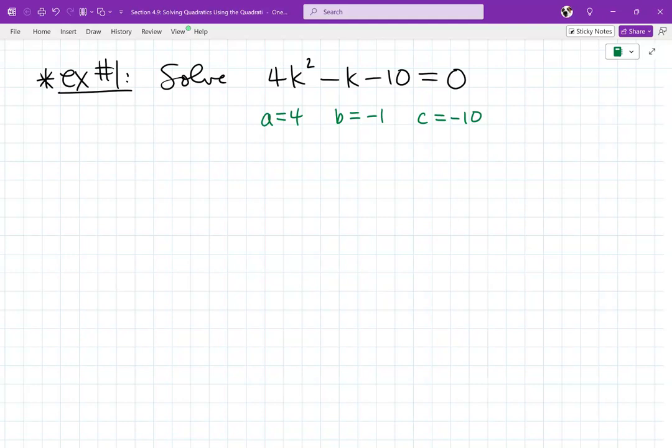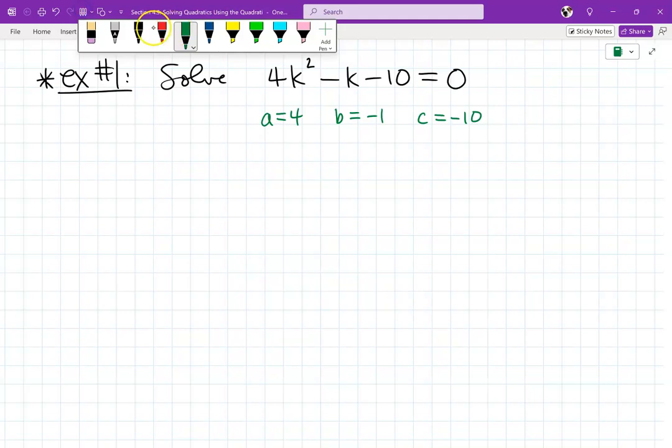Now what you're supposed to do is try to factor this. Sometimes they're factorable, sometimes they're not, okay? But when they're not factorable using the x method, we're going to go to the quadratic formula. So here's the formula that I'm going to be using.